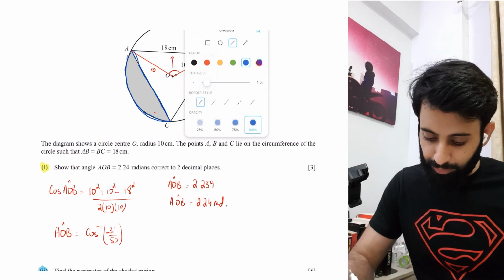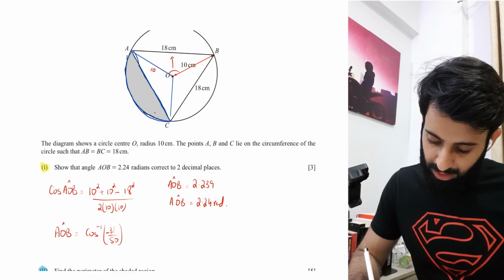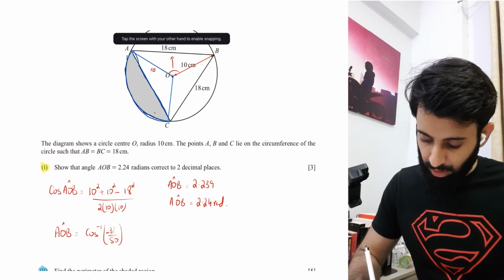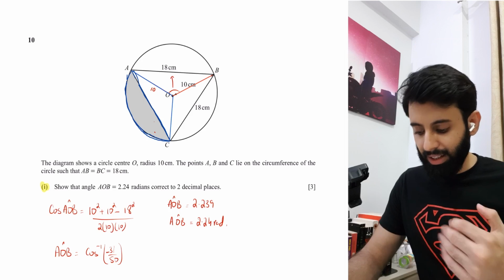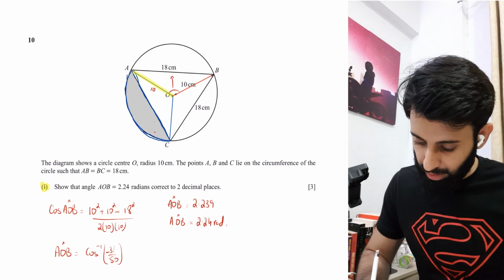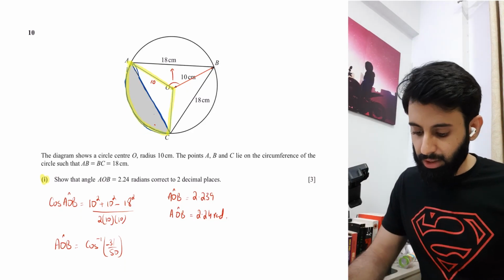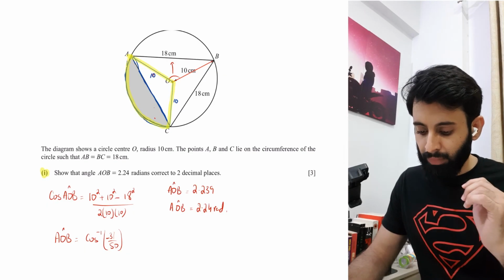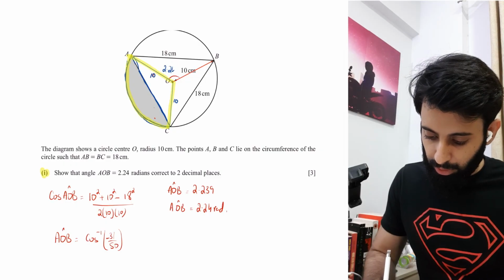Okay, now let me switch to a different color. If I connect O and C, the purpose behind doing so is that you can see that OAC is basically a sector and AC is the arc length of a sector that has center O. So I'll further highlight what I'm talking about. This is what I'm talking about, to be precise. Now don't forget that this length is going to be 10 because this is also the radius. And we just worked out angle AOB to be equal to 2.24 radian.